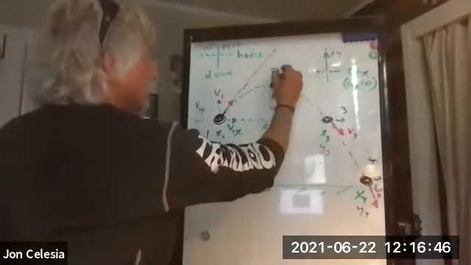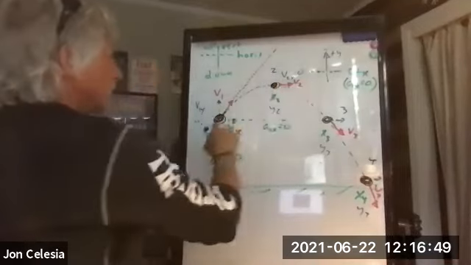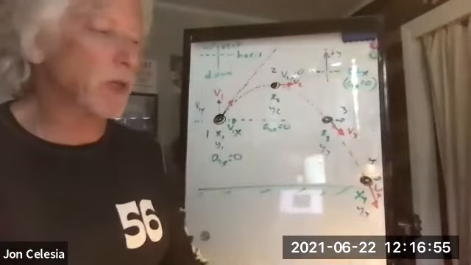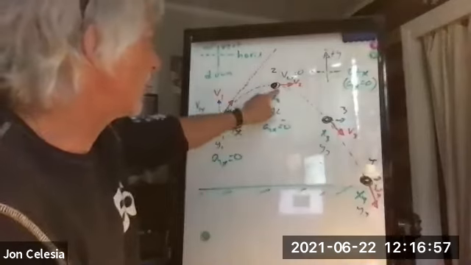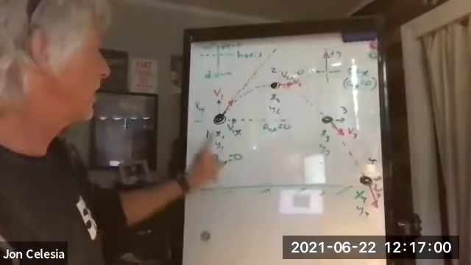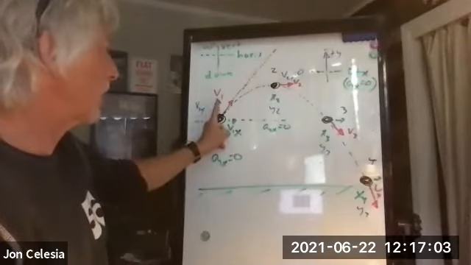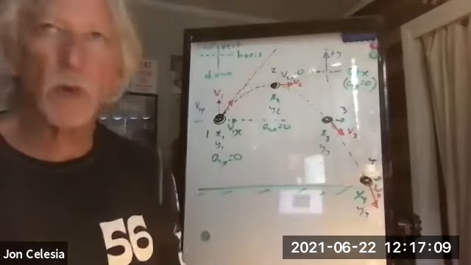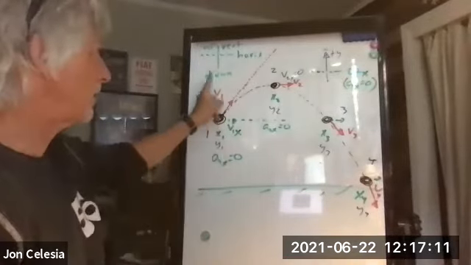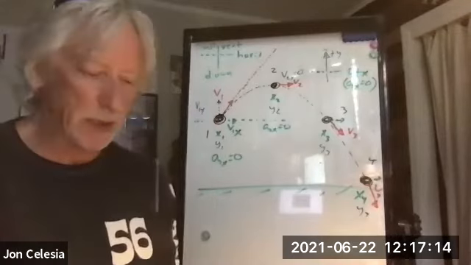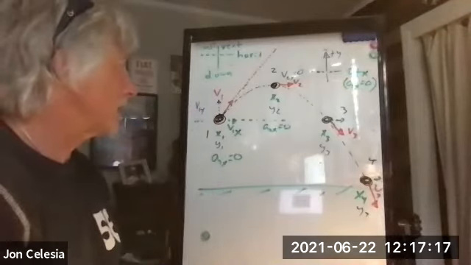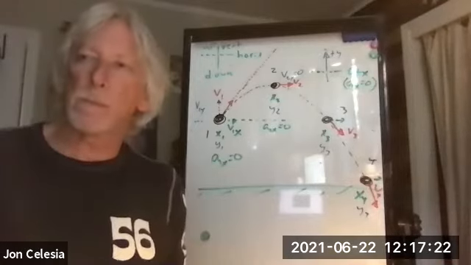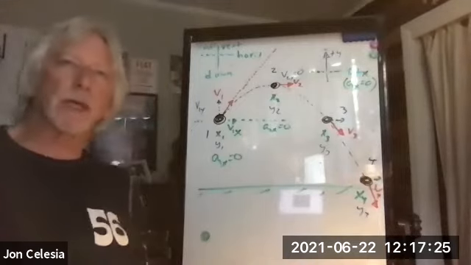But here, V2y is 0. So from here to here, I'm decreasing speed. So someone, you got to get this. From here to here, what direction is the acceleration vertically? I'm going up and decreasing speed. What direction is the acceleration if you're going up but decreasing speed? Just like the car example.